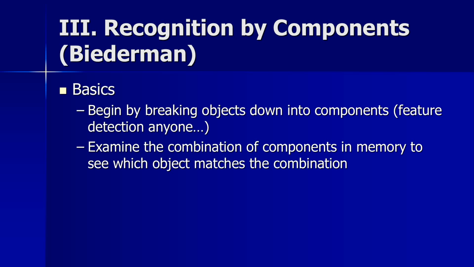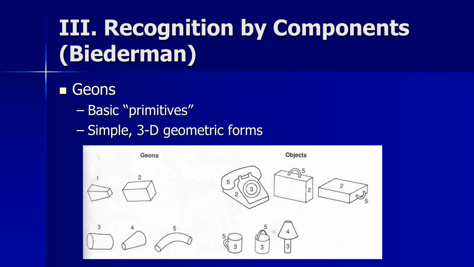So the basic idea here in this recognition by components is we begin by breaking down objects into components, just like feature detection theory. We examine those combinations of components in memory to see which object might match our combination. So basically we have components, break those components down, and then we use those components and their combinations to try to figure out what our perceptual experience is.